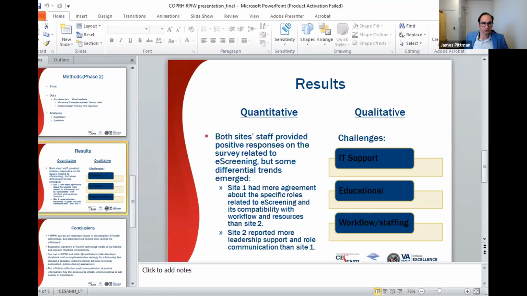Site 1 did go through the RPIW process, and they had fewer problems with workflow and staffing issues. They reported fewer problems. In terms of Site 2, they reported larger leadership, but they had significant problems with workflow and staffing.